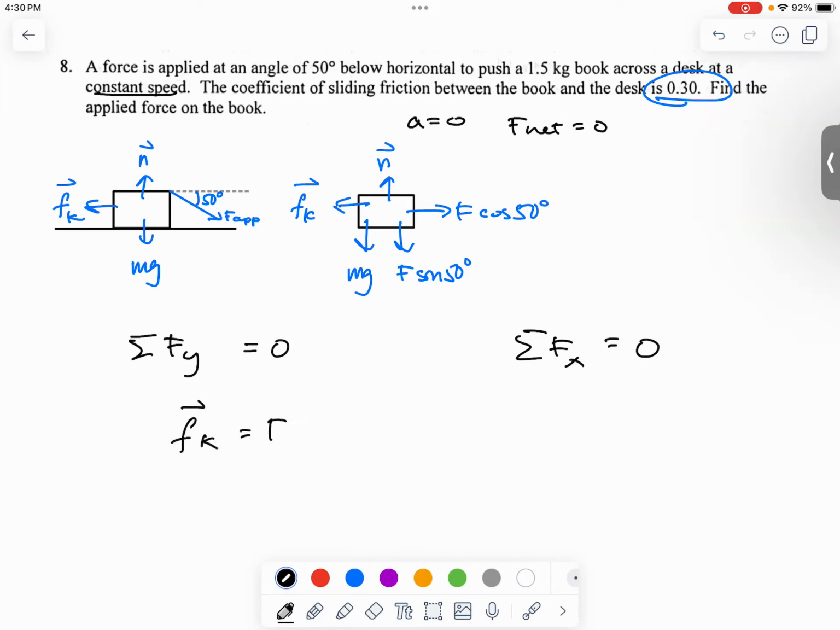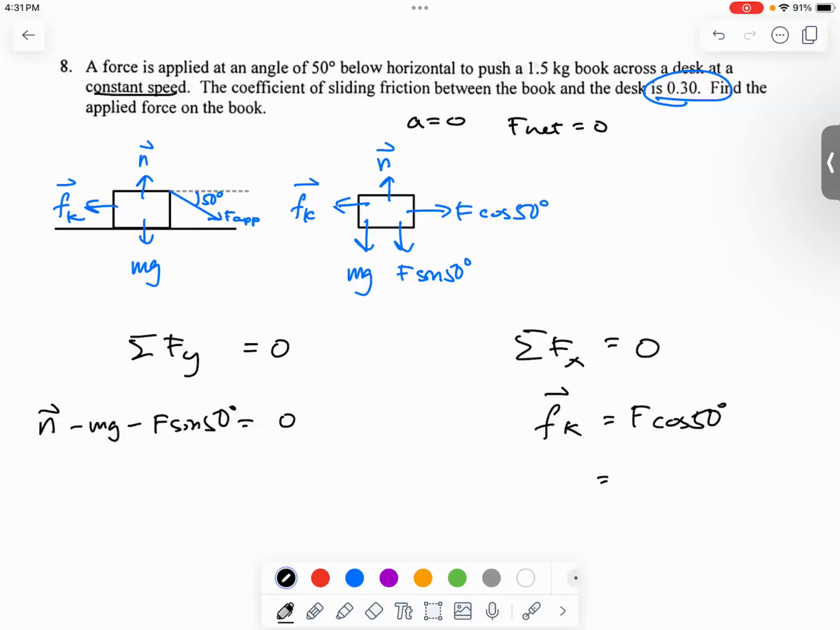So that means F_K, the kinetic friction, should equal F cosine 50 degrees. Again, we don't know what the applied force F is. We will find it out in just a moment. Okay, and then, I'm sorry, my bad. That's not right. That's the x direction. The y direction should be the normal force minus mg minus F sine 50, and it's equal to 0. Do we have the mass? We have the mass.